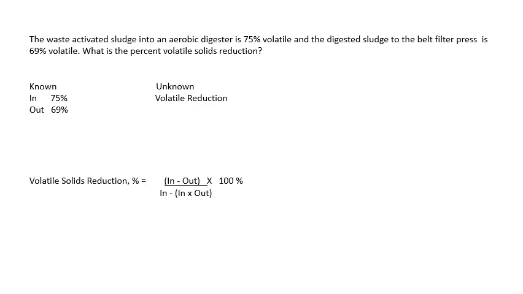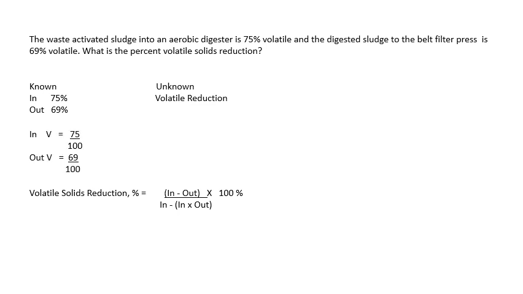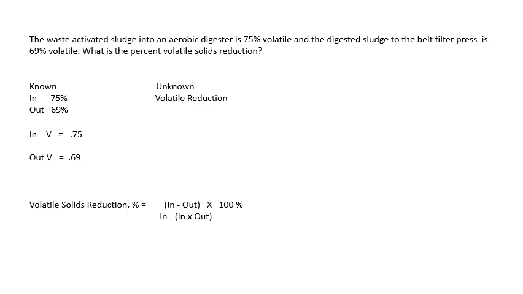So the volatile solids reduction percent is equal to in minus out divided by in minus in times out, times 100. So we're going to convert the percentages into decimals. 75 divided by 100 and 69% divided by 100. You get 0.75 and 0.69. We plug these into the formula. 0.75 minus 0.69 divided by 0.75 minus 0.75 times 0.69.